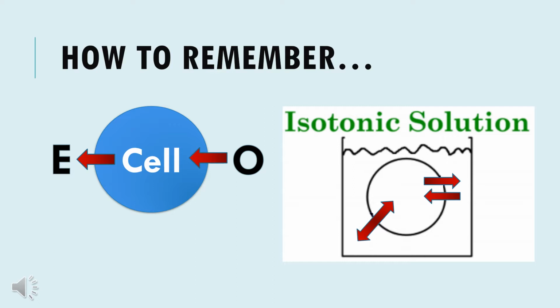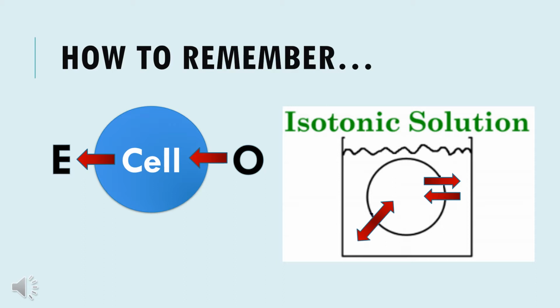You will represent the overall movement of water by drawing an arrow in the direction that the water will move, in this case, out of the cell. If you were to place a cell in a hypotonic solution, remember, hypo for grow, the cell will increase in size because water is moving into the cell. To represent the flow of water moving into the cell, you will draw an arrow pointing into the cell, and that represents the cell getting bigger.